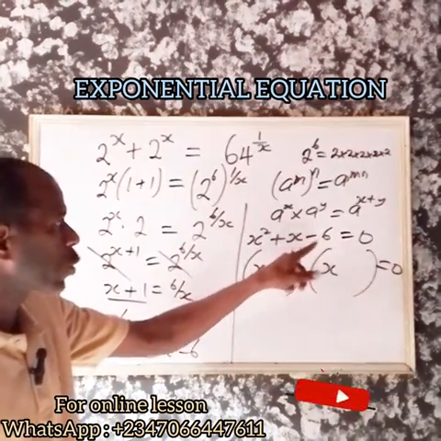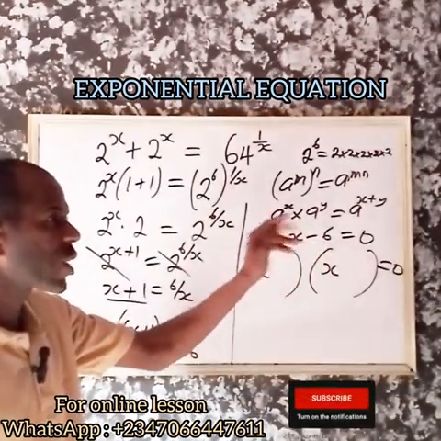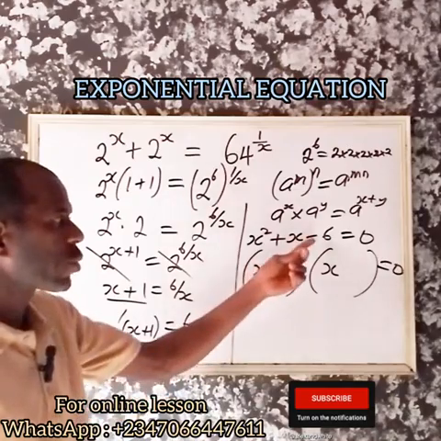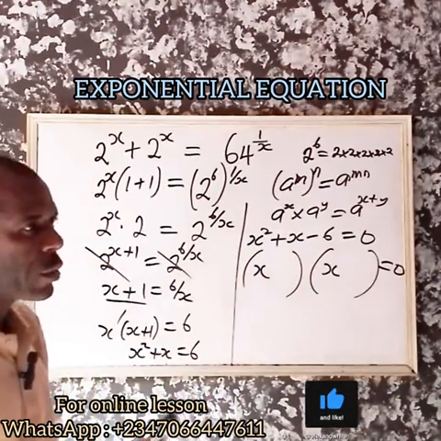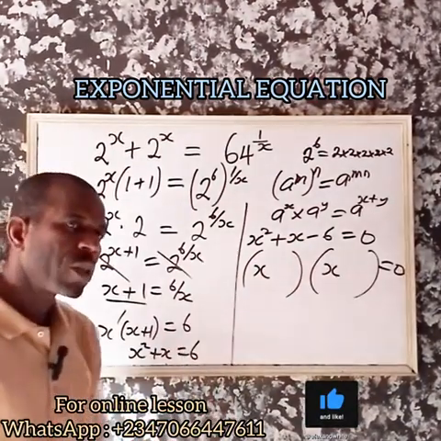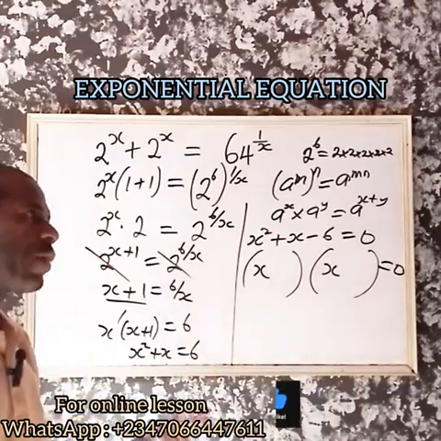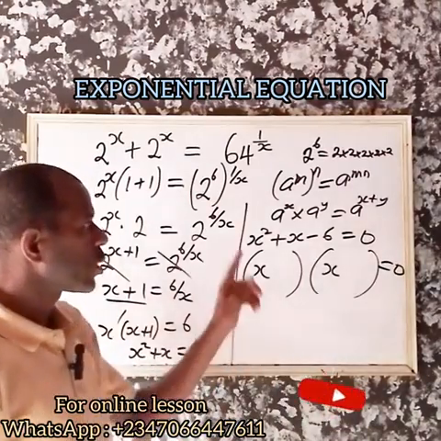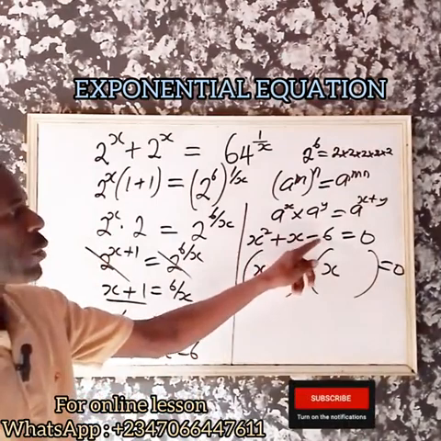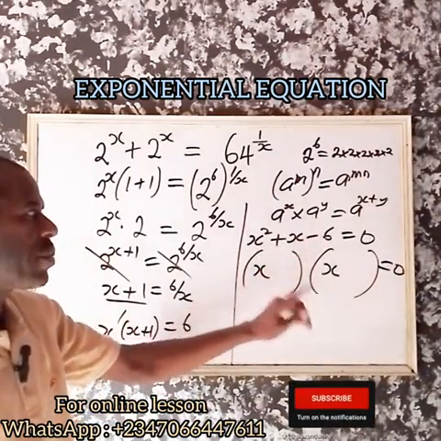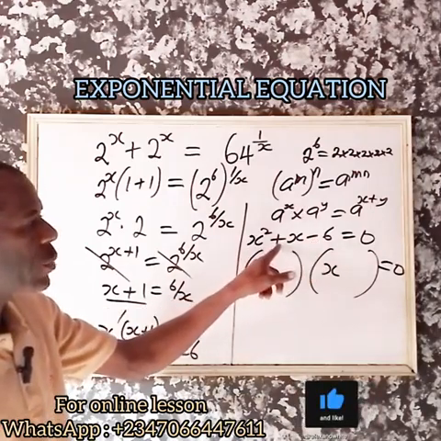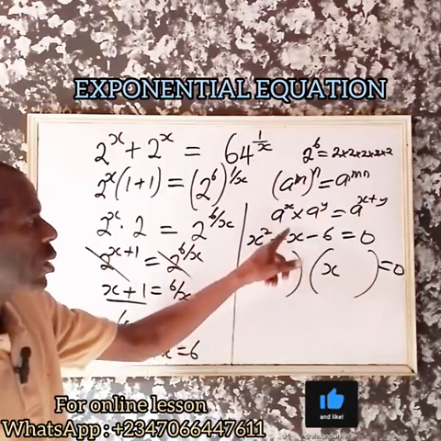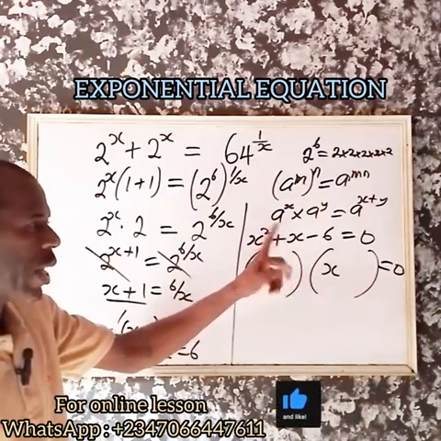So we are going to be looking for 2 factors of negative 6, 2 numbers that will multiply to give you negative 6. Of course, it's either negative 2 and positive 3, or negative 3 and positive 2. Those are the 2 factors that can multiply to give us negative 6. Now it then means when I add those 2 factors, will it give me a positive 1? Because here is positive 1, that is 1x.